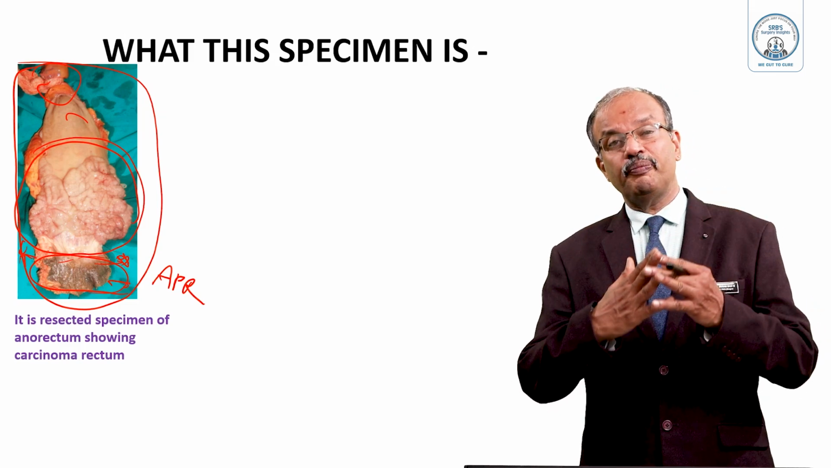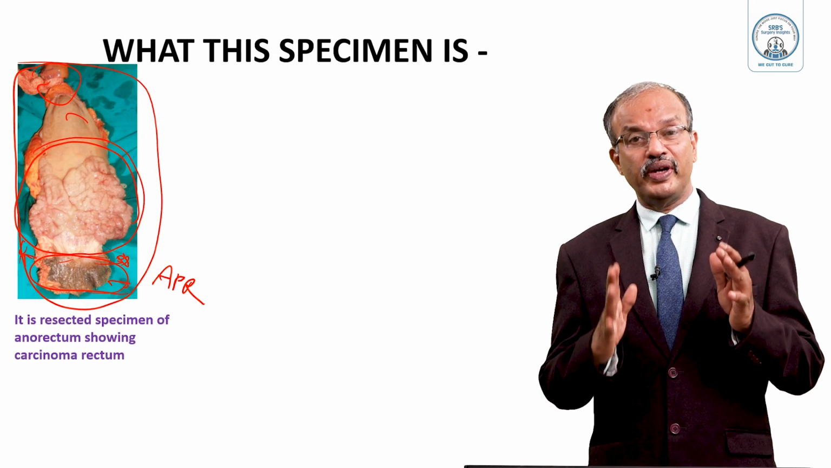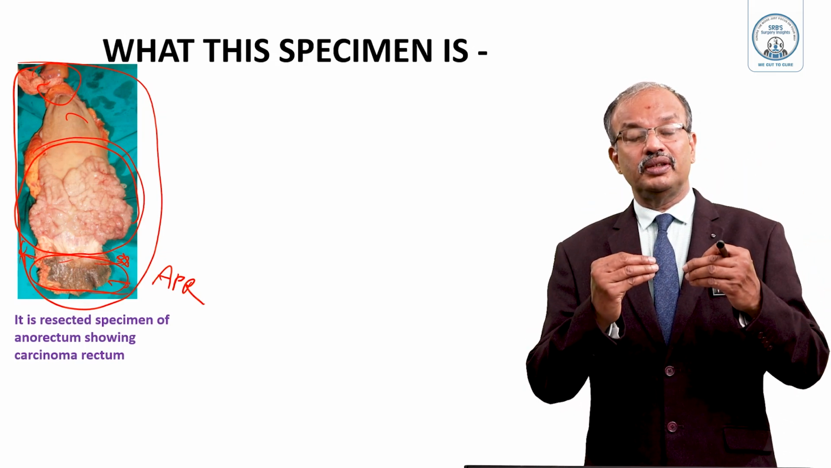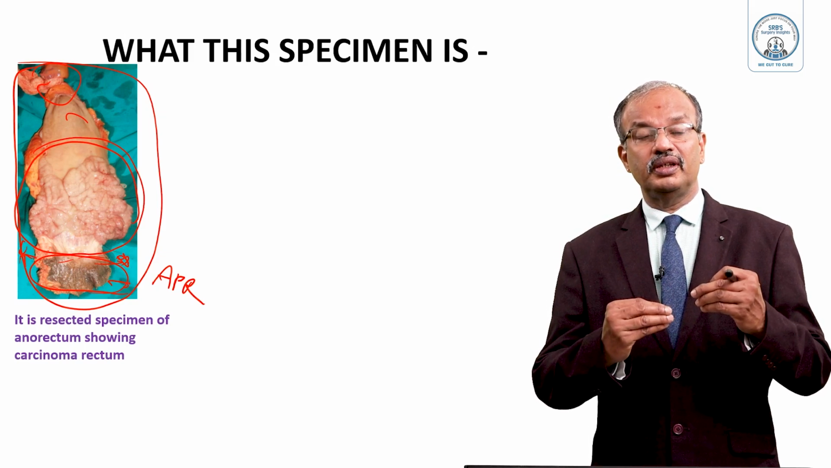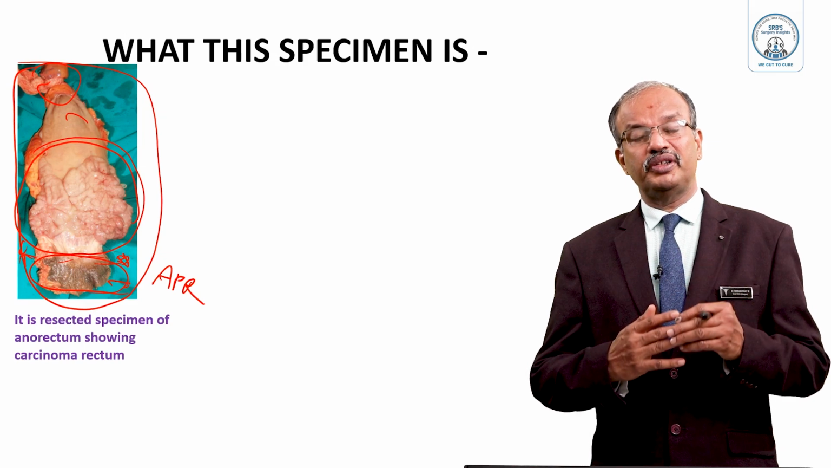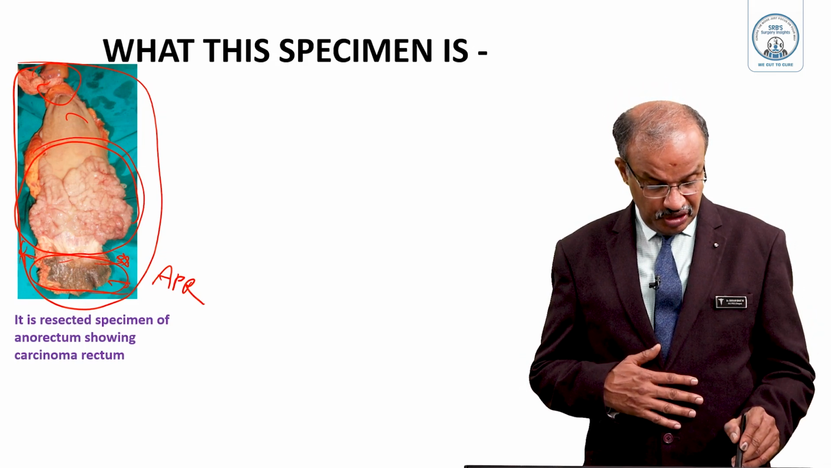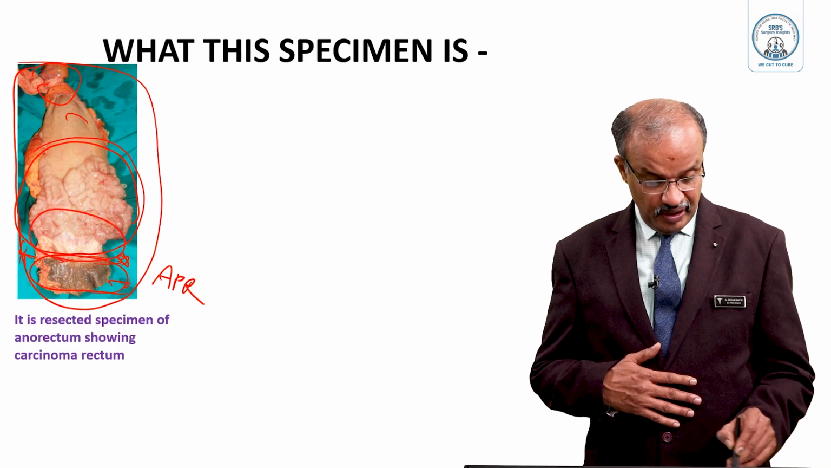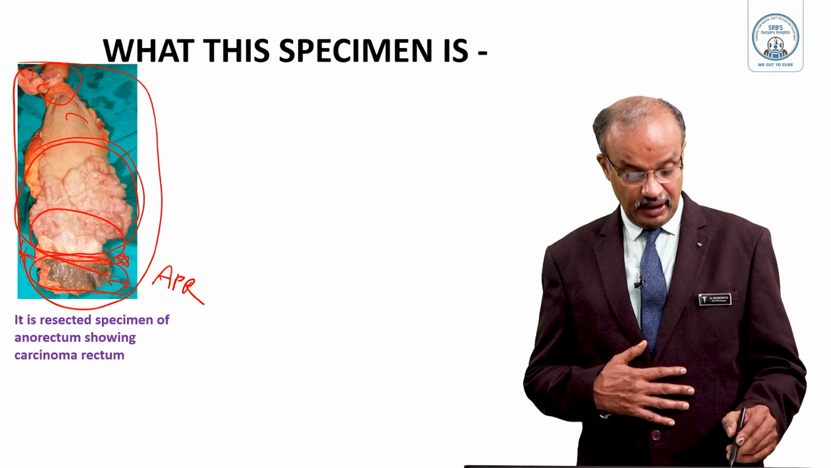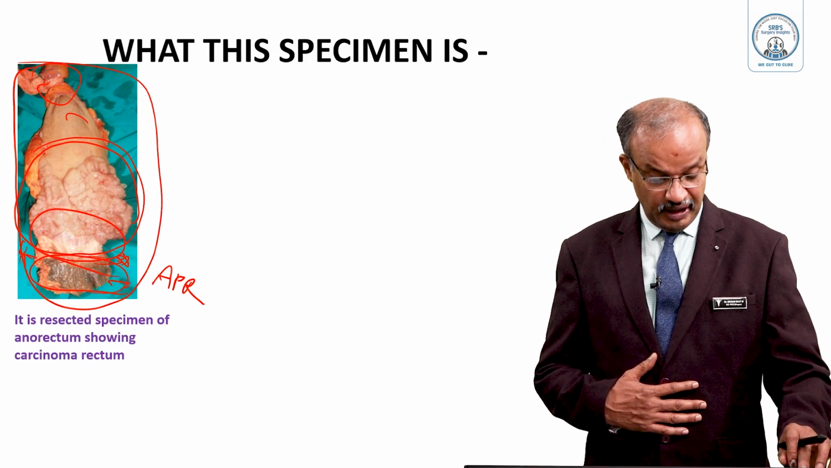If the growth is a little higher up and you have a good length above the anal canal, then you can do what is called a low anterior resection or anterior resection, where you resect everything, then anastomose the colon to the lower rectum or upper anal margin through a circular stapler passed perineally. Here it is very close, so you won't be able to get a clearance or continence, and that's why APR is done. So that is the APR specimen with the carcinoma rectum proliferative lesion showing there.